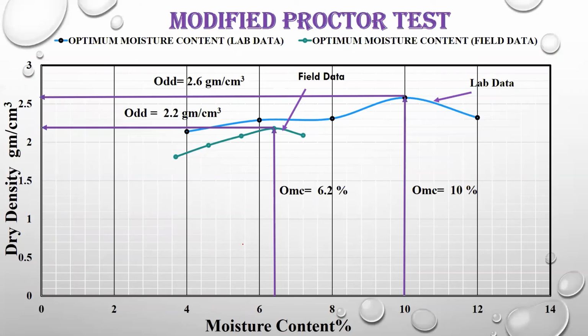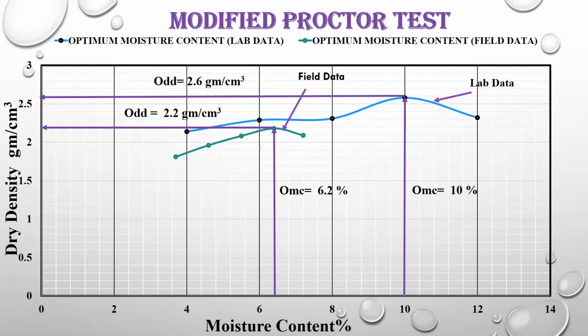So I'm moving towards the explanation of this graph. Now you can see there are two lines. One is the field data, the readings we got from the field. They have done the test in the field, and we are doing a comparison with the laboratory investigation.